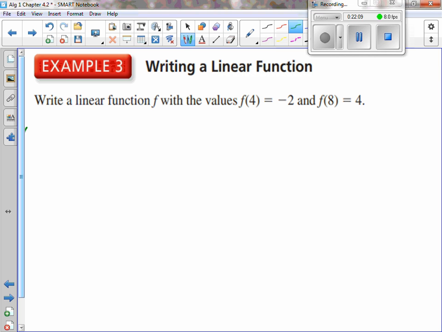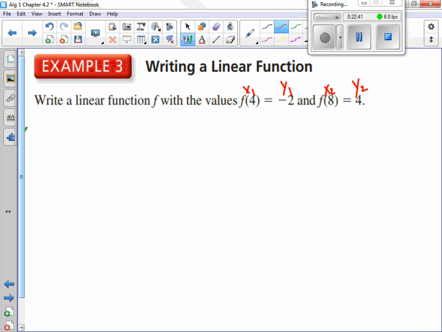Okay. Now this here, what we're looking at with this here, seems like they've changed everything completely. Write a linear function f with values f of 4 equals negative 2 and f of 8 equals 4. We have this one here. Now what this is telling us, and what this is saying really, is our point.